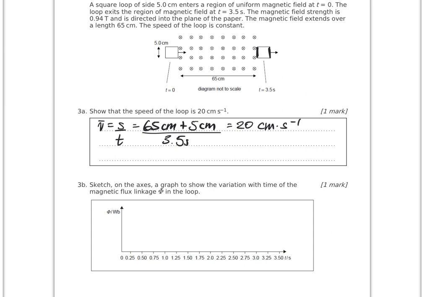All right, we have a graph of magnetic flux linkage against time. Since the loop is moving, there is a change in flux happening.